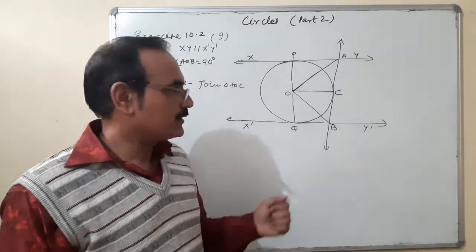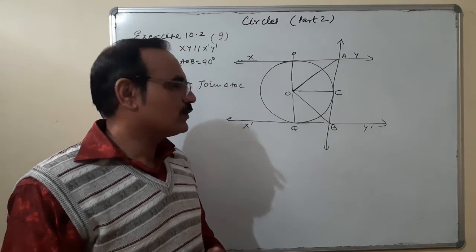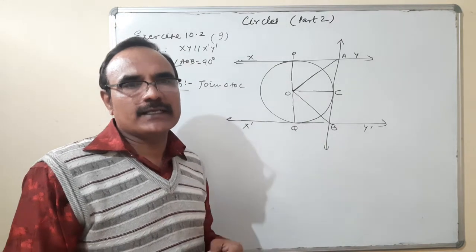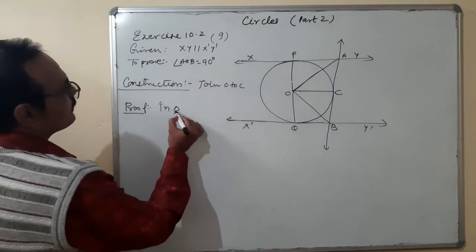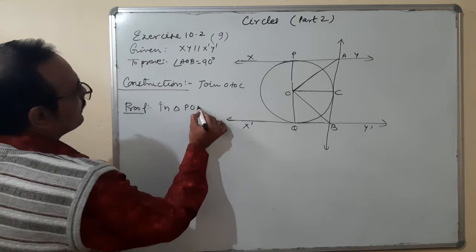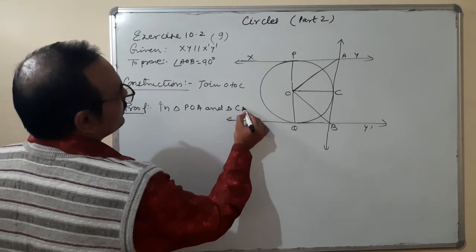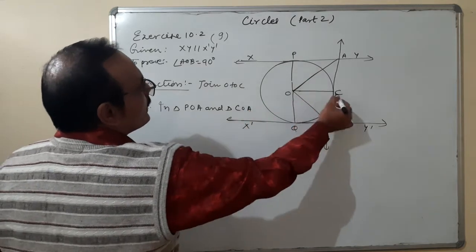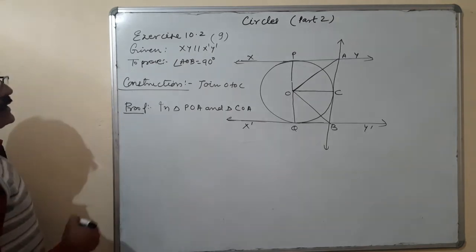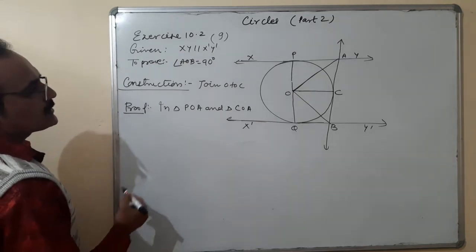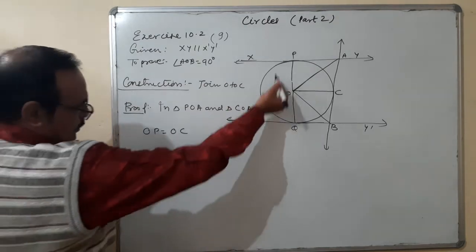Now we'll start proving it. First of all, we are going to prove that these two triangles, triangle POA and triangle COA, are congruent. In triangle POA and triangle COA, two triangles I have selected. Let us see whether they are congruent, yes or no. So may I write here OP is equal to OC? Yes, OP is equal to OC.